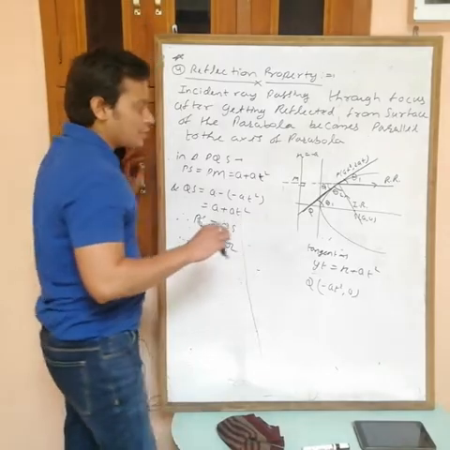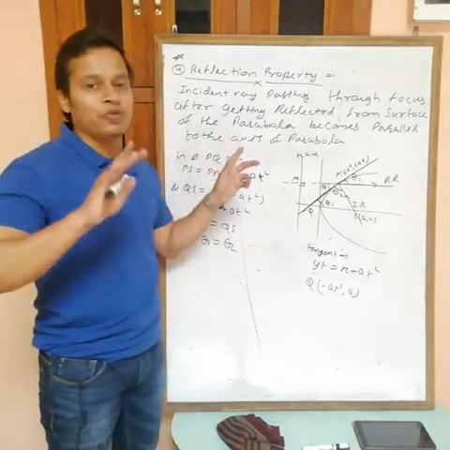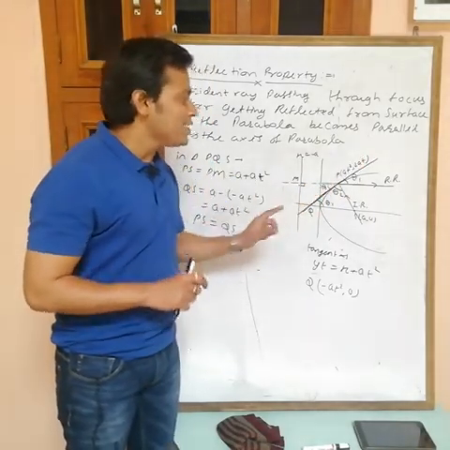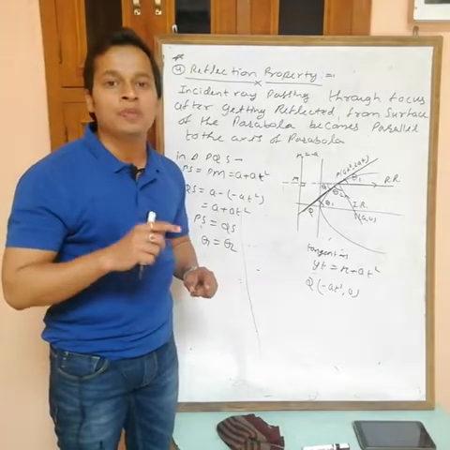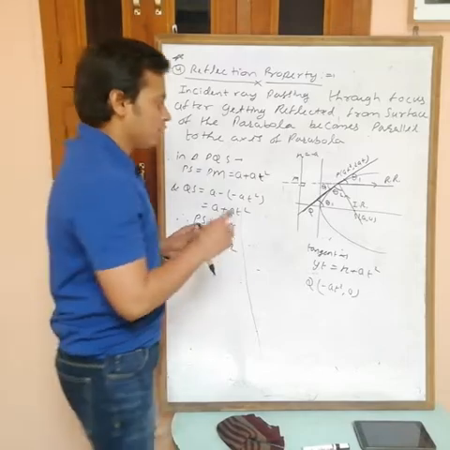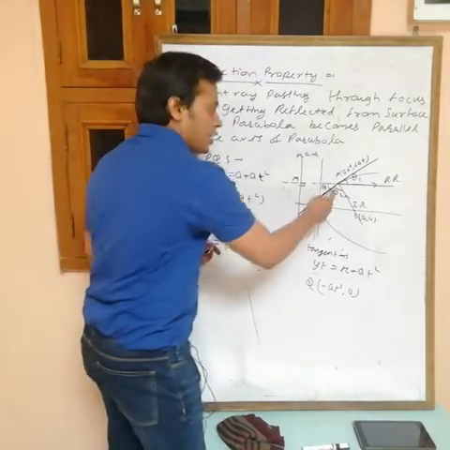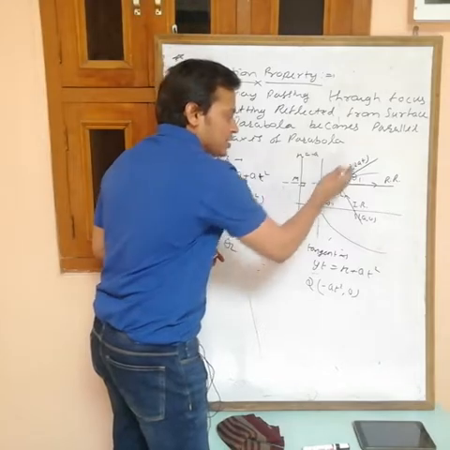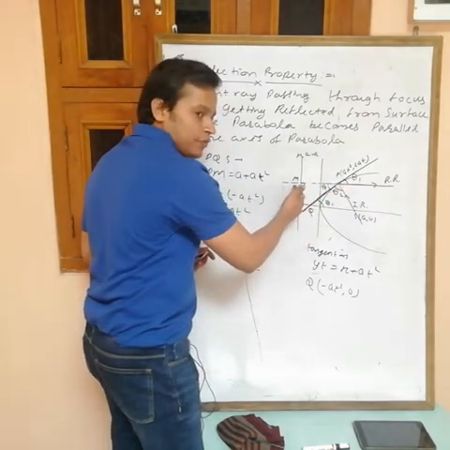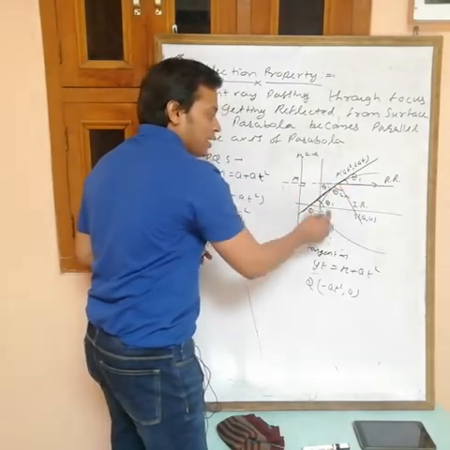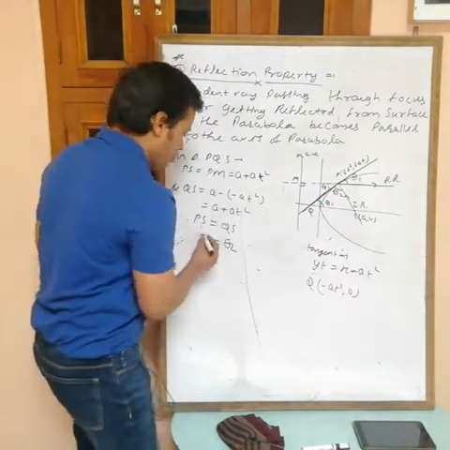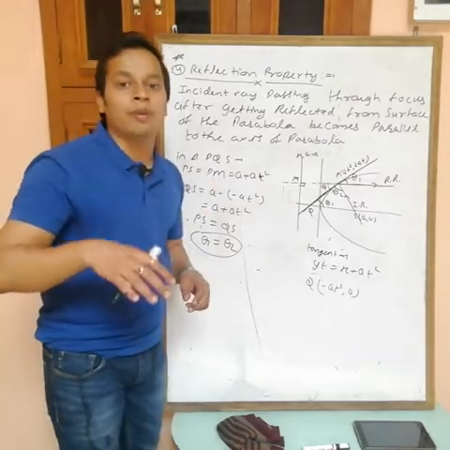And also, if you are not remembering this, then remember one thing: this is the tangent, and the tangent bisects the angle between PS and PM. See, this is PS, this is PM and this is the tangent. Theta 1 equals theta 2. So the tangent bisects the angle between PS and PM because both are the same, theta 1 equals theta 2. Similarly, you also have to remember this for the normal.